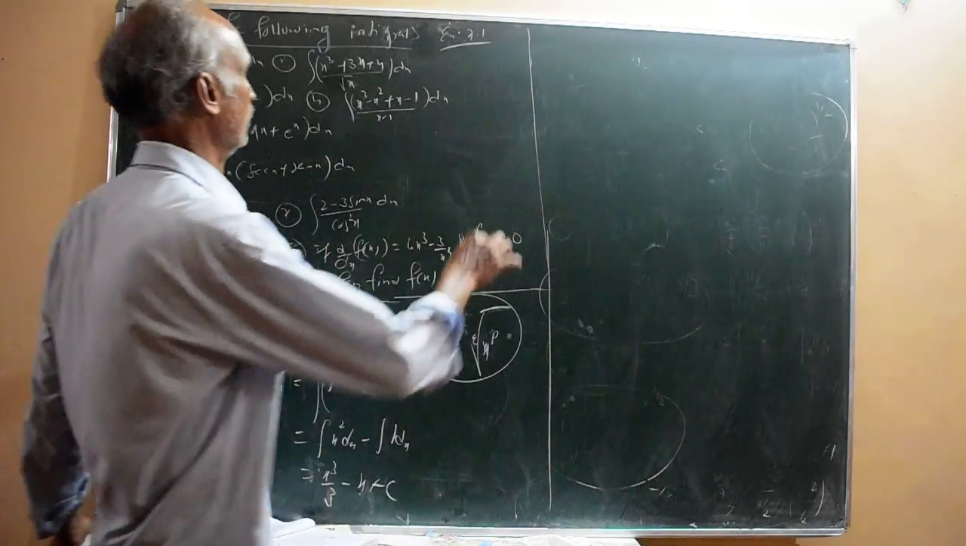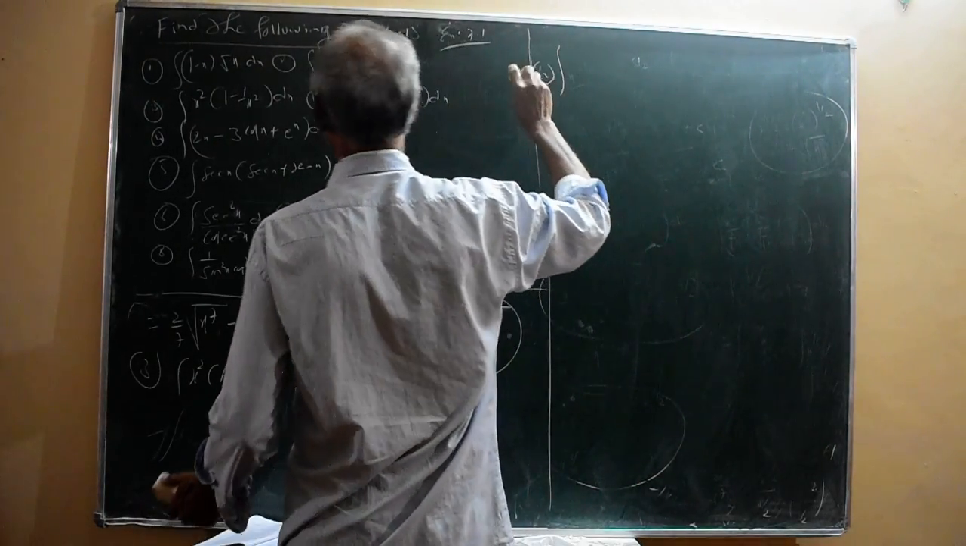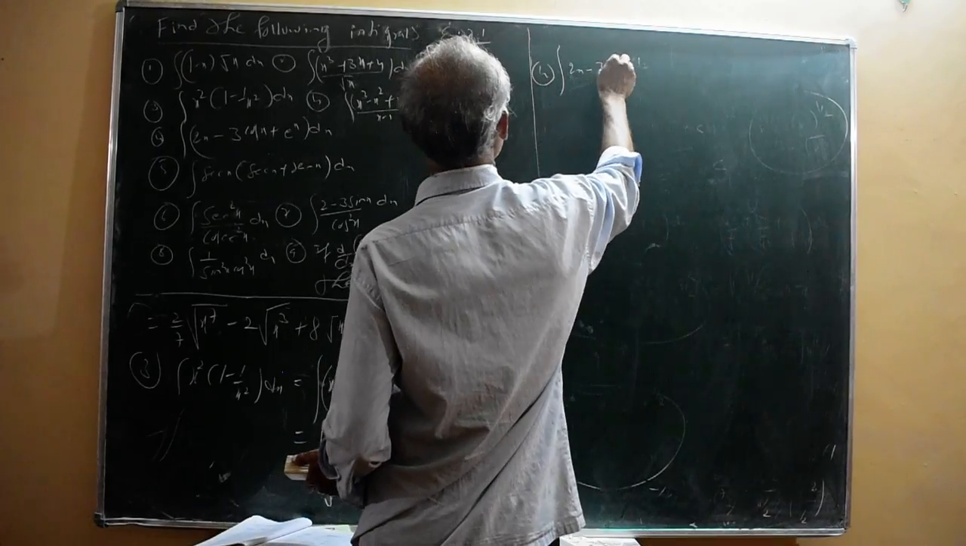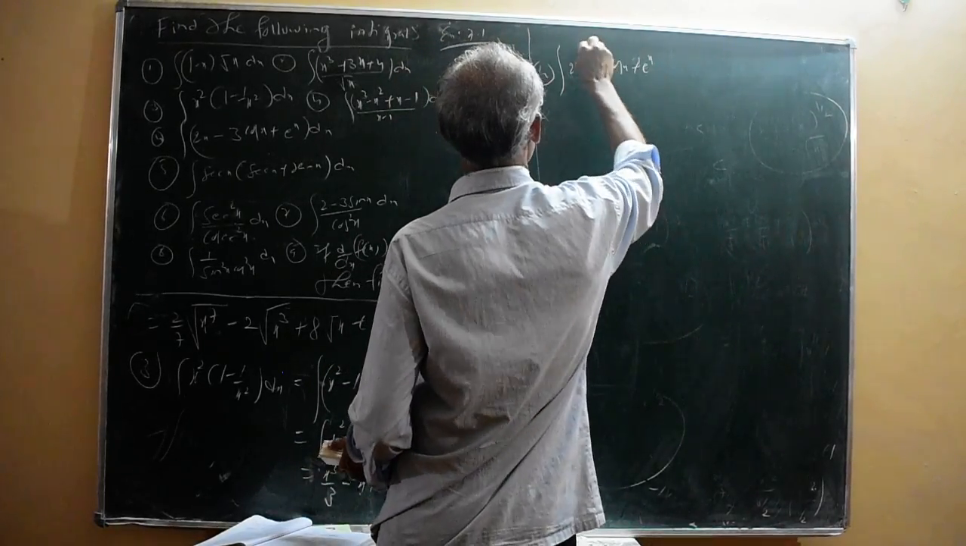Fourth one, integration of 2x minus 3 cos x plus e raised to x.